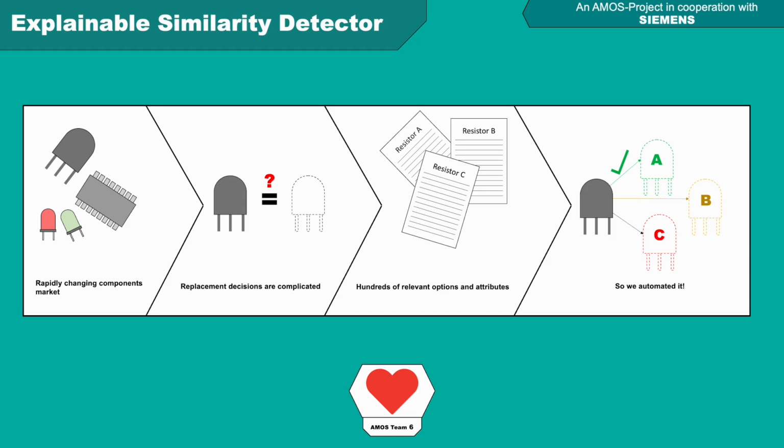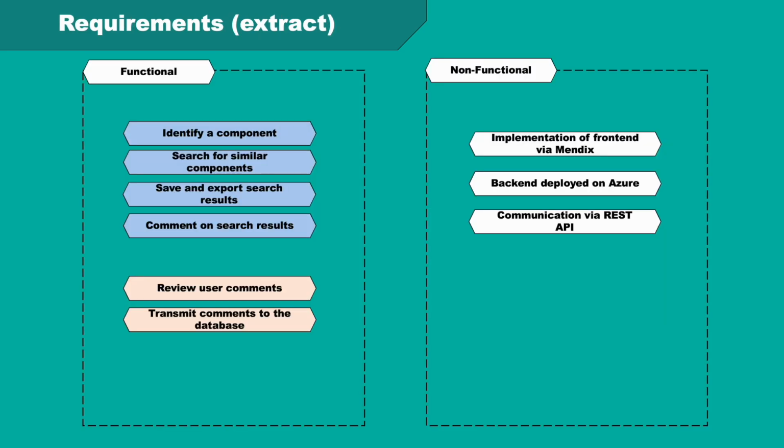In order to simplify this process, we designed and implemented a web app based on a Siemens internal machine learning model, supporting engineers in the decision process by presenting them alternatives to the component at hand with a good predicted fit. The user should be able to first identify a component and then search for similar components.